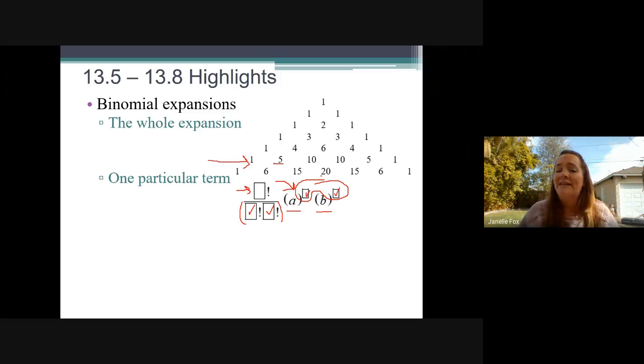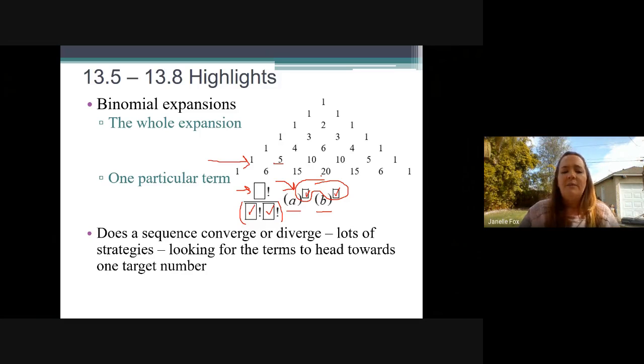I think you felt like this section was pretty snazzy, so hopefully you'll be super successful. Then we got into things about sequences, okay? Does the sequence converge or diverge? There are actually a lot of strategies for these. You're looking for whether the terms are heading towards a target number, so maybe it's wise to write out some of the terms, or maybe even to graph them, or even just imagine what the graph would look like.